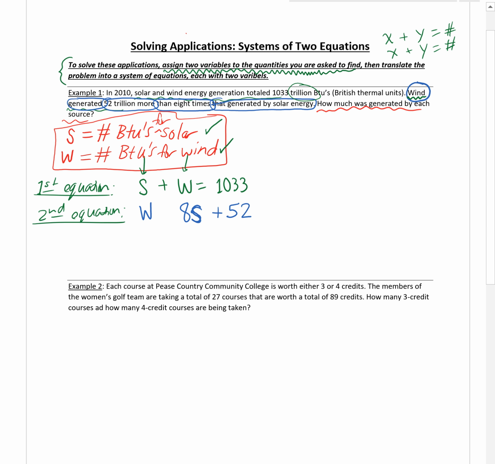So I think what it would be is the amount that wind generated, W, equals 52 more. That means 52 is being added to something: 52 more than 8 times solar. I think that makes sense. And that's our system of equations. That's 2 equations, each of which has 2 variables in it. So that looks good. That was the hardest part of setting it up.